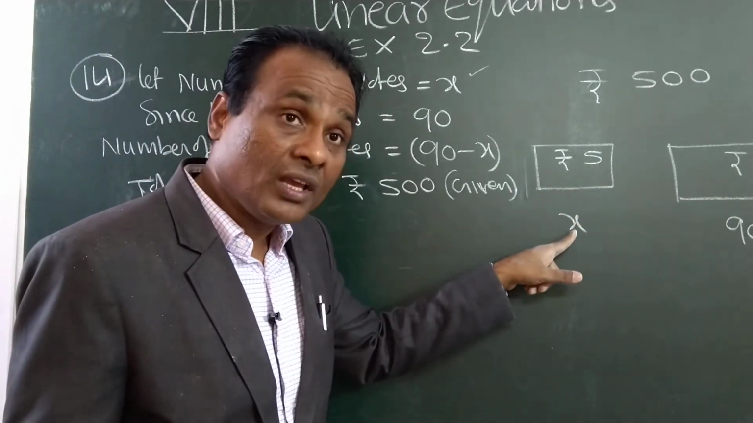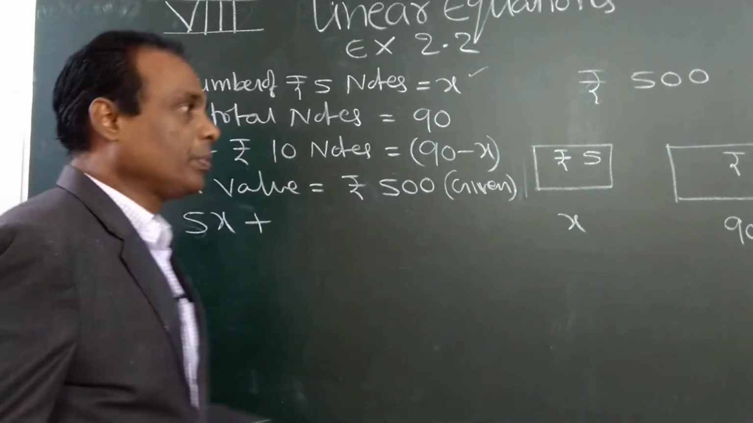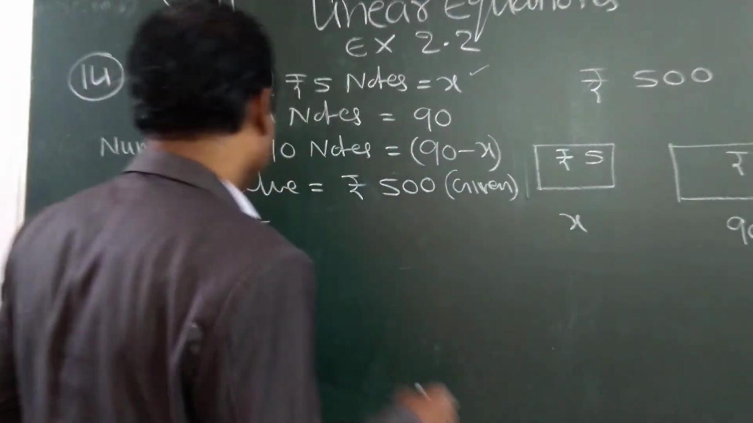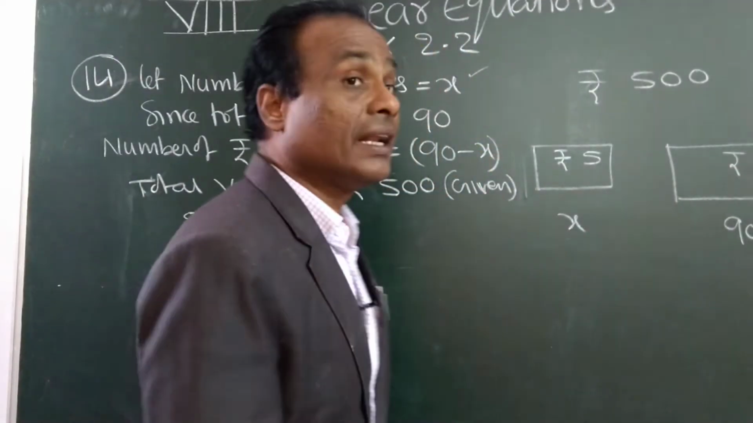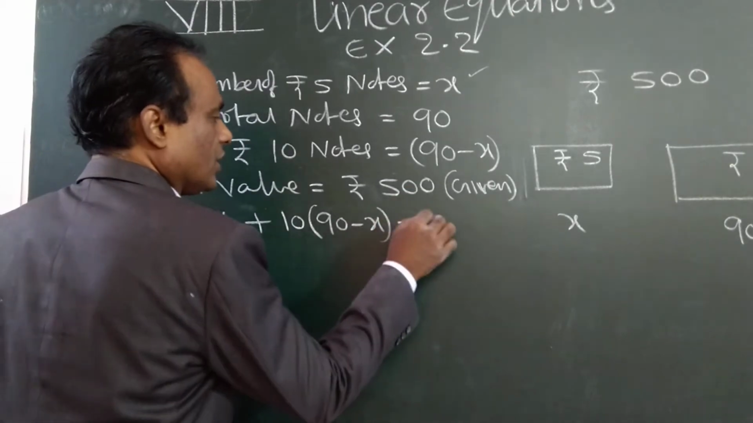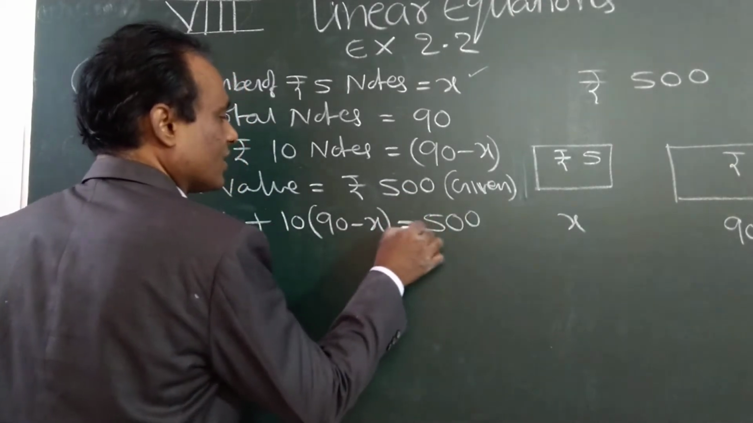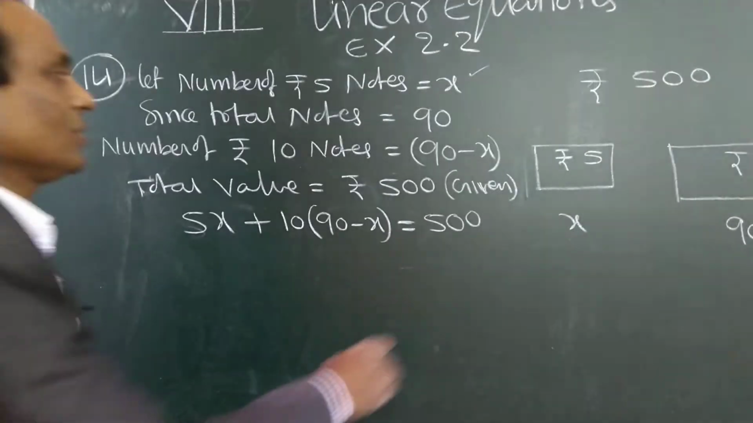How many notes do we have? X. So 5 into X, plus 10 rupees into how many 10 rupee notes we have? 90 minus X, is equal to 500. We got the equation. Now solve it and get the X value. Very simple.